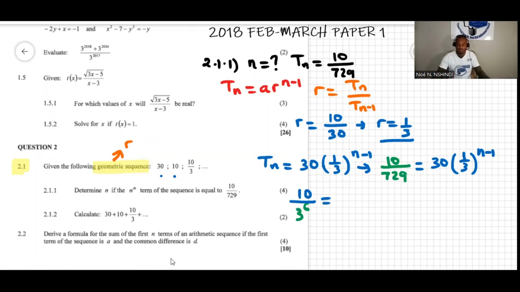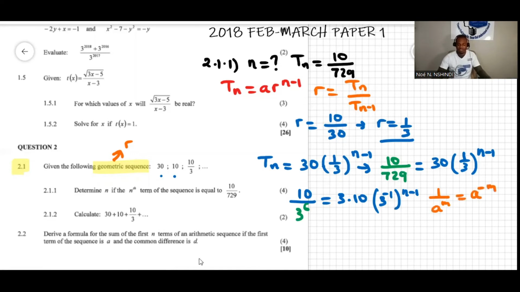And then 30, I can already see I have 30. I can write 3 times 10. So instead of writing 30, I can just write 3 times 10. I know that's equal to 30, okay? And then 1 over 3 can be written as 3 to the power of negative (n minus 1). Why? Because one of the laws of exponents says, remember the law that says 1 over a to the m equals a to the negative m.